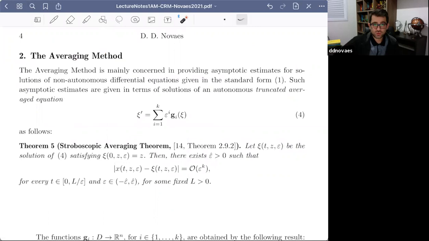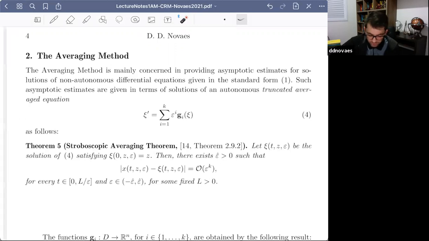How can we use the averaging method to investigate periodic solutions of difference equations given in the standard form? The idea of the averaging method is to provide asymptotic estimates for the solutions of difference equation 1 in terms of solutions of an autonomous difference equation.